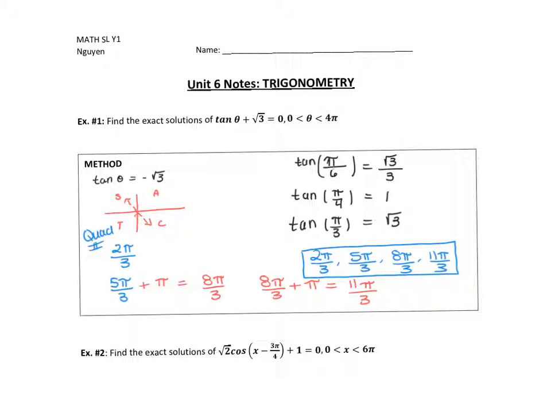Now, example number 2 is more challenging because even though we are more used to sine and cosine graphs at this point, we've had more practice with them, you've got several things going on. You've got a square root of 2 in front of the cosine, you've got a plus 1 on the outside, and you've got a minus 3 pi over 4 on the inside. So you have a lot of transformations taking place. You have horizontal shifts, vertical shifts, and stretches.